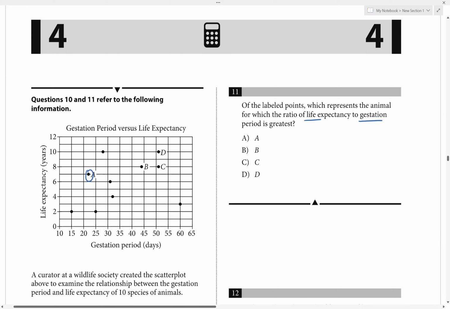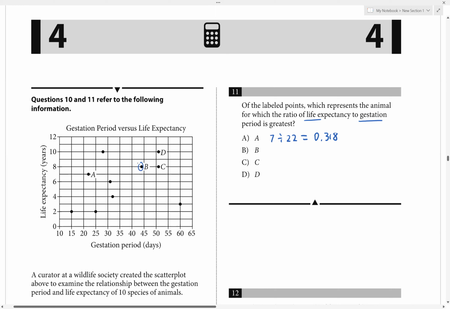If you have point A, the life expectancy, that's the Y value here, is right on 7. And the gestation period is about 22, I will say, more or less. So we do 7 over 22. 7 divided by 22 should give us 0.318. So we're looking for the highest possible number. Let's check each one.